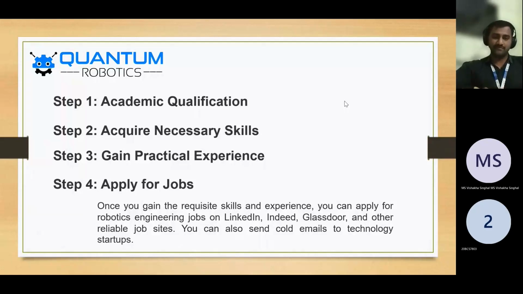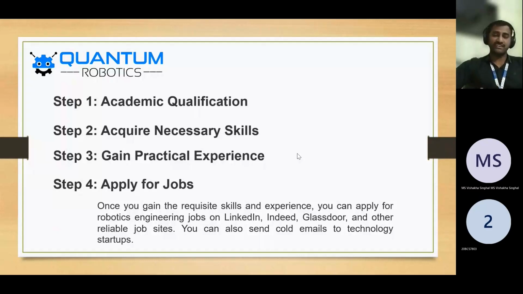Acquiring the necessary skills: the skills are necessary for any type of job or any type of branch which we are going to take. And gain practical experience. The main focus we have to give in robotic engineering is this study. When we go with academic qualification, I made it clear that 60% of marks is needed, and we go on to robotic engineering and acquire the necessary skills.